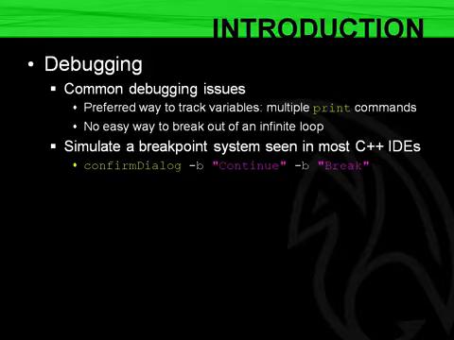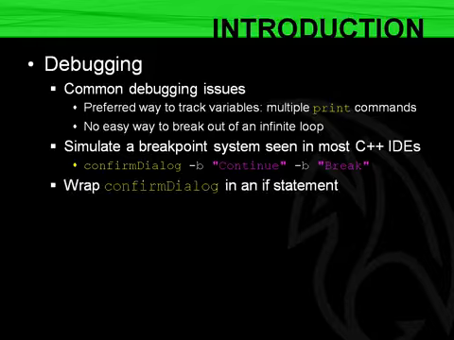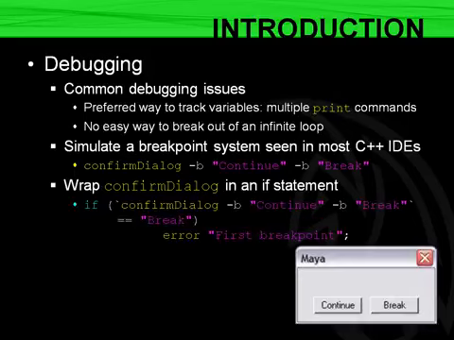And if we see something wrong and we want to break out of it, we just click the break button. And then what we do essentially is we're just going to wrap the confirm dialog in an if statement. So essentially here's how it breaks down. We have the confirm dialog, continue or break in backticks. And when that confirm dialog pops up to the user, they can choose to click continue or break.